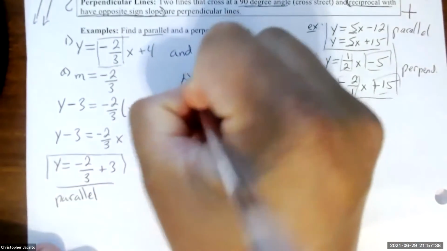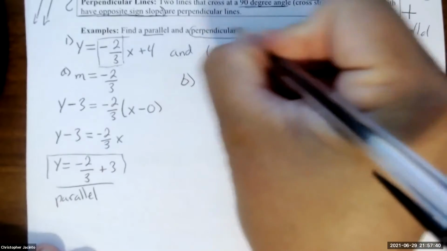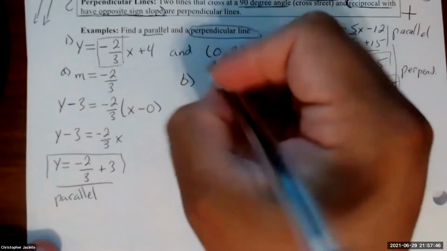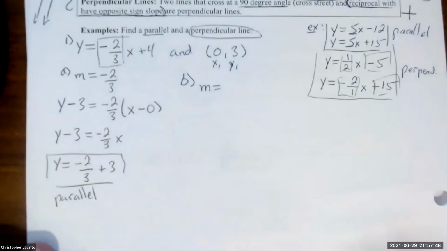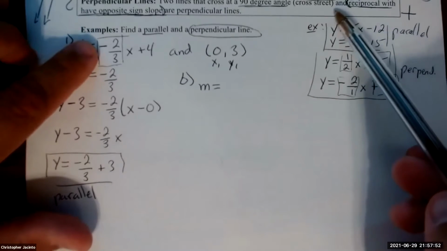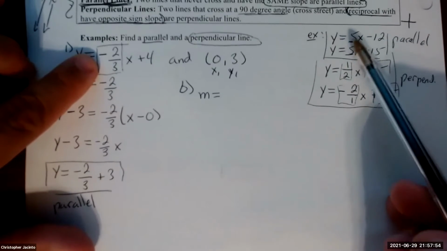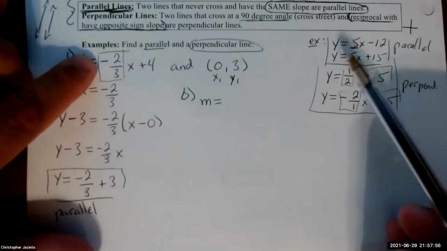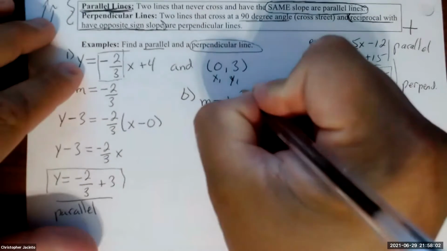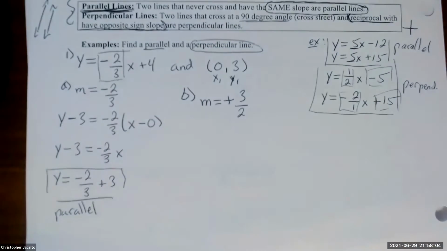All right, so let's go to B. Let's find the line that's perpendicular to this line now. Same scenario. Again, we're still given that point, but now we have to find our slope. We have to do a little bit more work because it's a little different. First, it's the opposite sign, so instead of negative, now it's going to be positive. And we flip the entire fraction around. So now it's 3/2 as our slope.